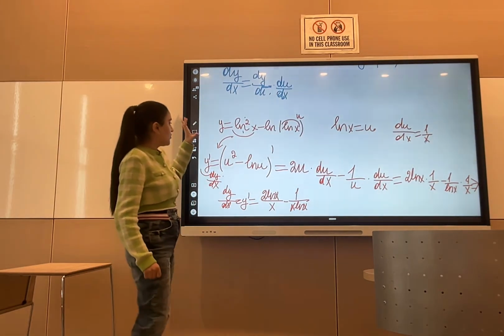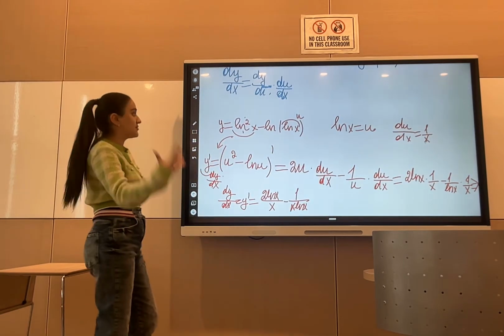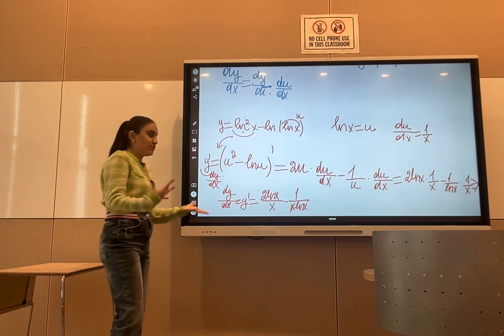So thanks to this example, we can easily understand how to apply the chain rule.